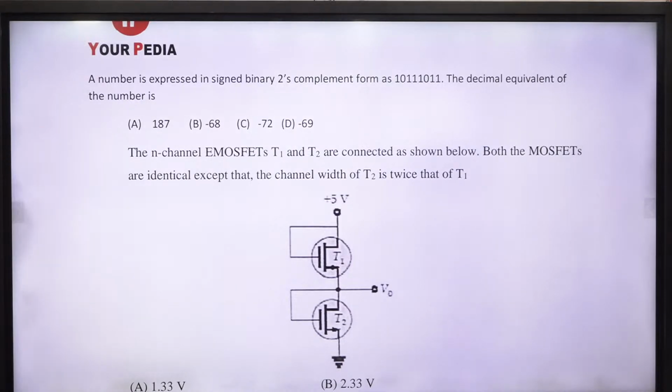Okay, so all of you solve this problem immediately. In this question, a number is expressed in signed binary 2's complement form. So what is the decimal equivalent of this number? 2's complement representation से डेसिमल फॉर्म में कैसे हम रिकवर करते हैं इंटीजर्स को, ठीक है? सो ये आपको करना है.